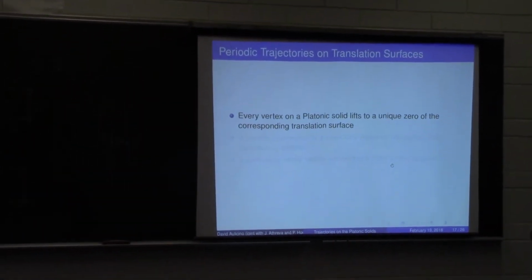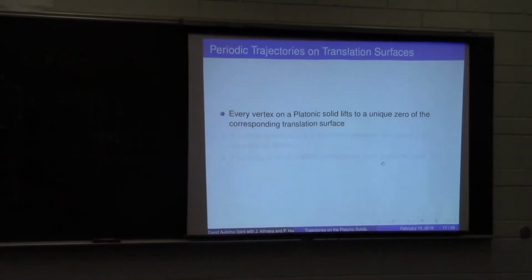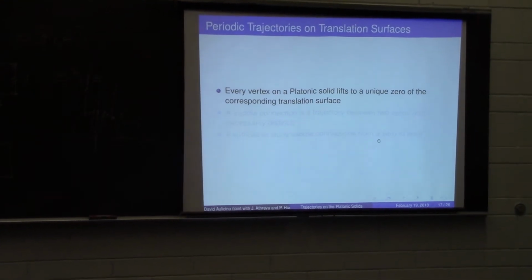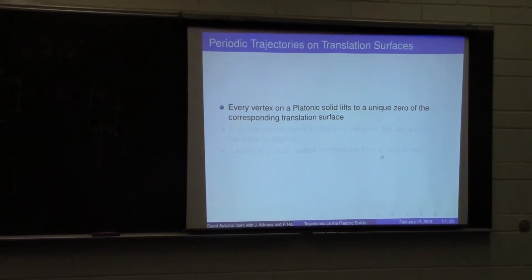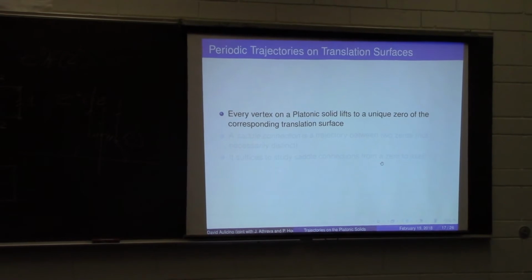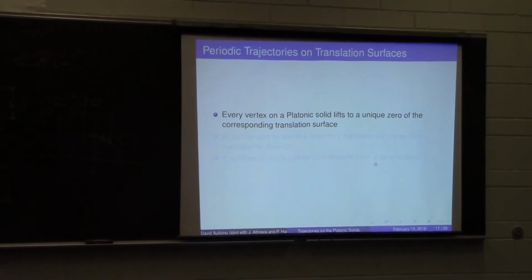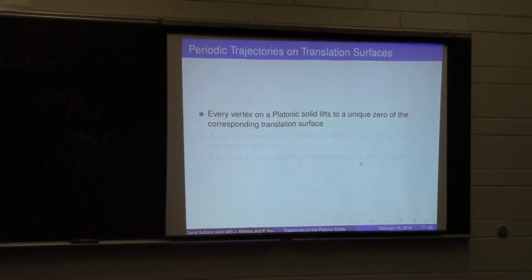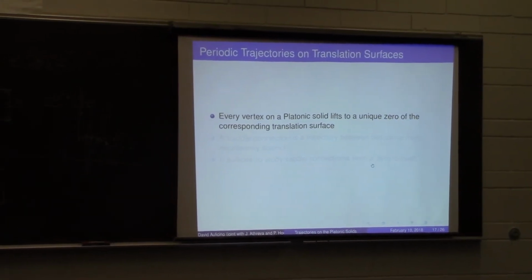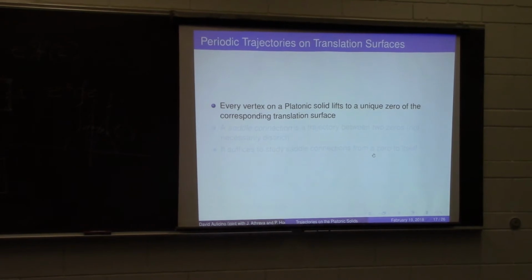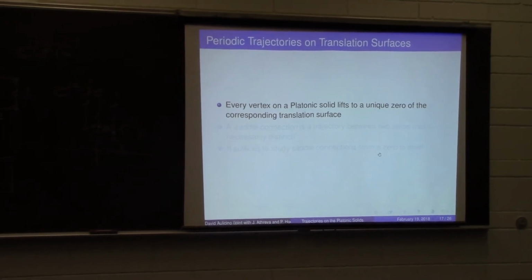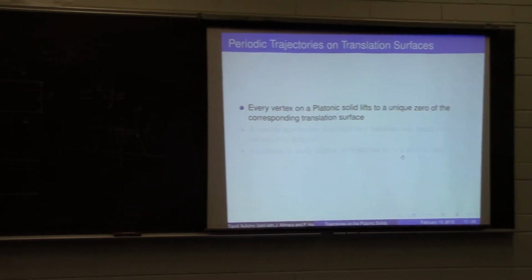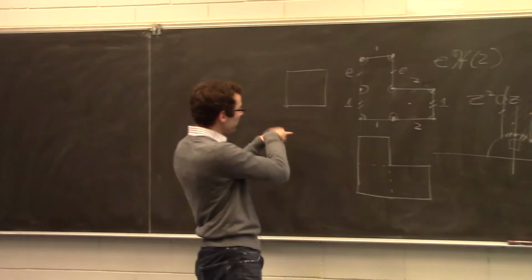So, periodic trajectories on translation surfaces. Let's return to our Platonic solids now that we've talked about some theory. Every vertex on our Platonic solid is actually going to lift to a unique zero of the corresponding translation surface. So you can imagine, here I have my net, I unfold it, I unfold it, I unfold it, I unfold it. Okay, I get back to where I started. And now I have one of my corners in the net for the vertex of the Platonic solid. And now I start going around.